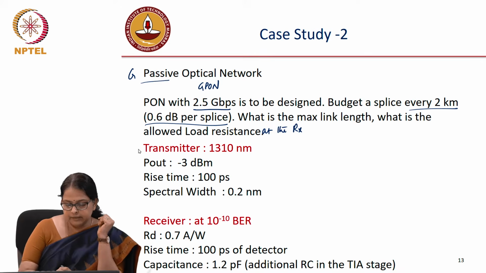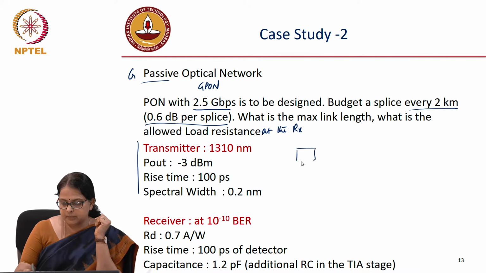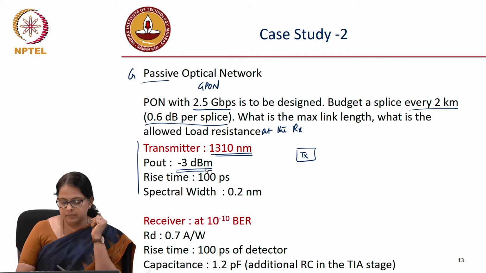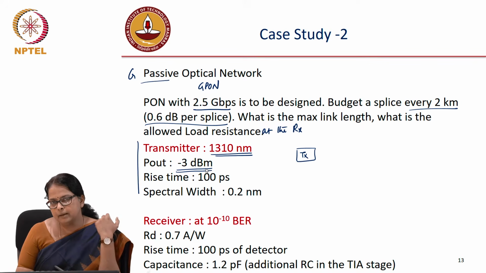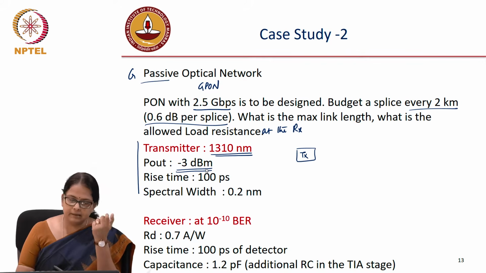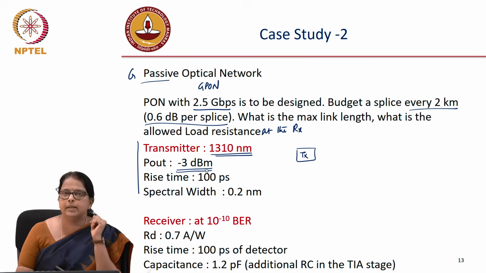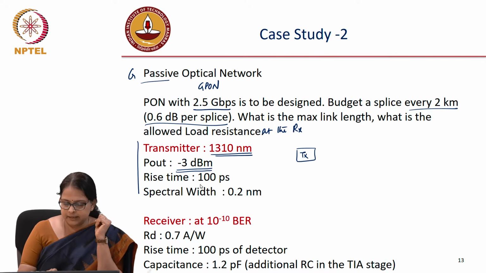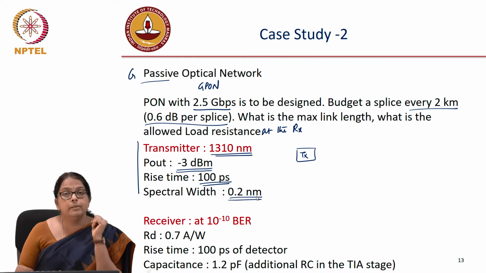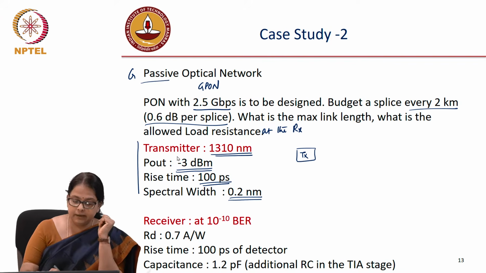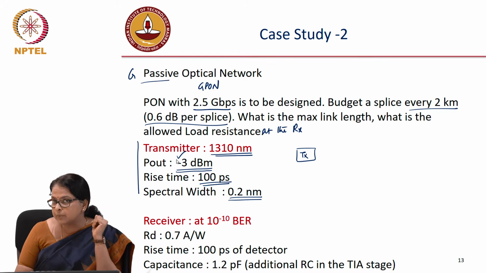Given that you have a transmitter at 1310 nanometer, it is giving much larger power, minus 3 dBm. The previous transmitter probably had smaller power, maybe it was an LED. The spectral width was also 3 nanometer in the previous case, so that could have been an LED. The rise time is 100 picosecond for the transmitter. Here the spectral width is 0.2 nanometer, so maybe this is a laser. That's why it can give you larger power, minus 3 dBm.